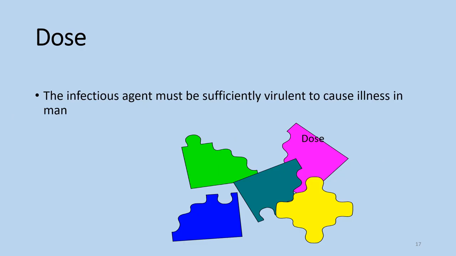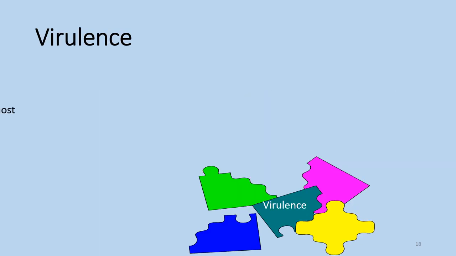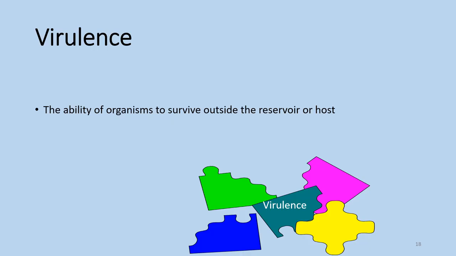So dose: there is a specific load of organisms that must be present in order for infection to occur. And if that number isn't there, you cannot acquire the disease. Virulence: the ability of that organism to survive outside the body versus inside the body. For example, HIV does not survive in any numbers to pose a risk once exposed to the environment, light and air.